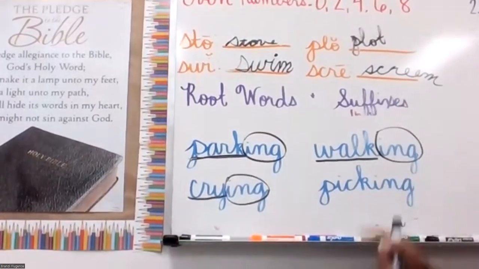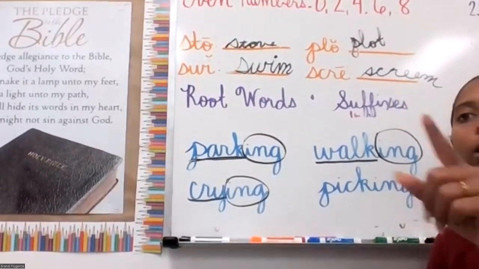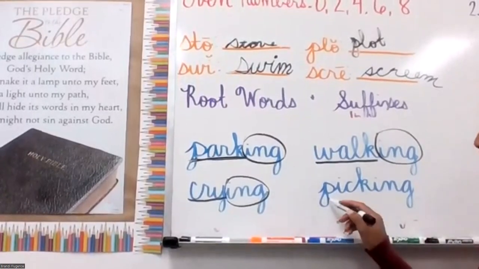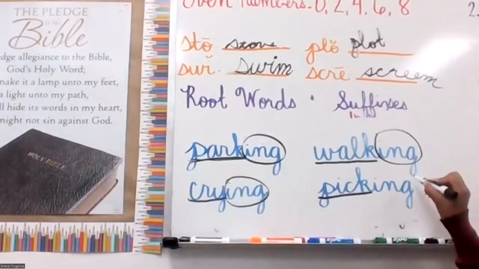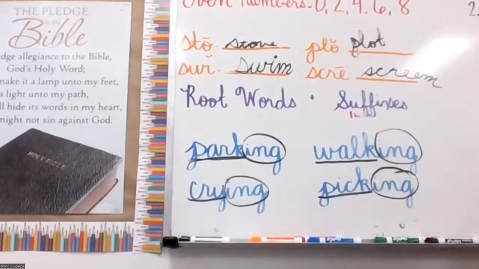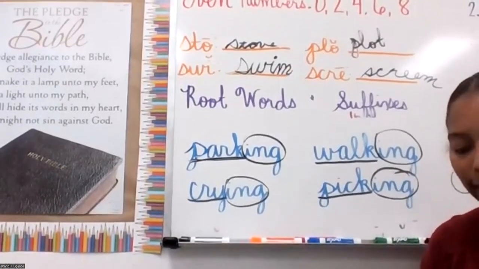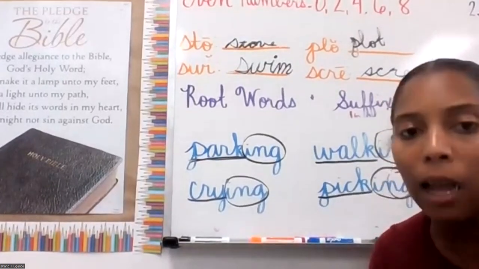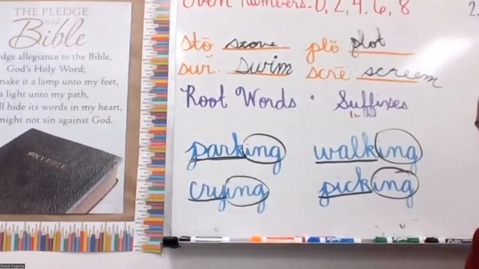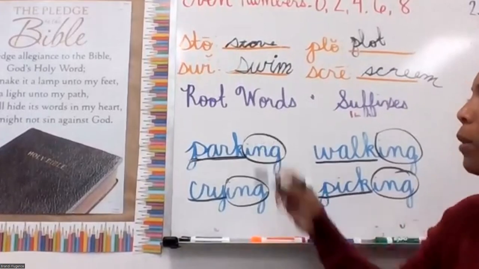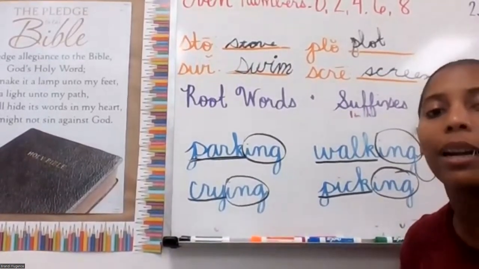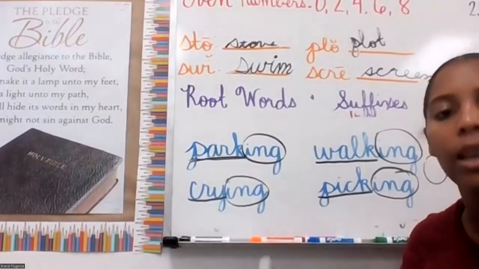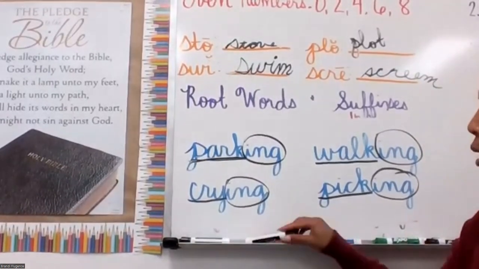Next, I have picking. What's the root word in picking? What do I do to show it? Underline the root word. What's the suffix? ing. Circle it. And circle suffix ing. Good. So this is how we mark root words and suffixes, okay? Your root word is your starting word, the word you began with. Your suffix is what you add to the end of it. And in this case, our suffix is ing. There are others, but today we're learning only ing, okay?